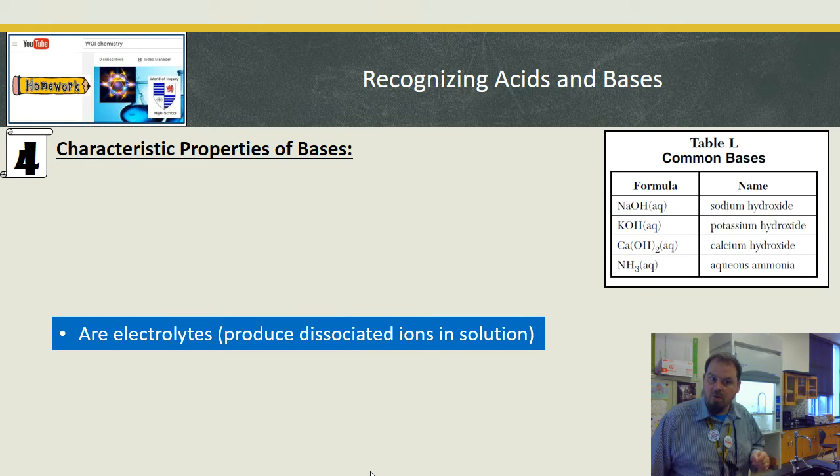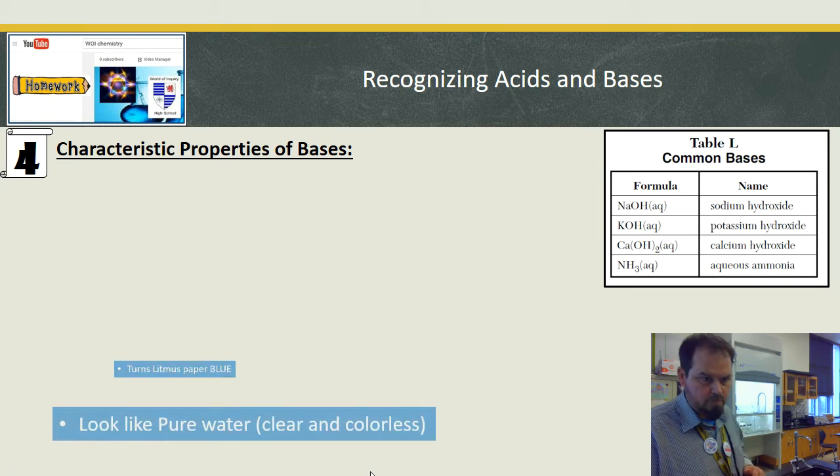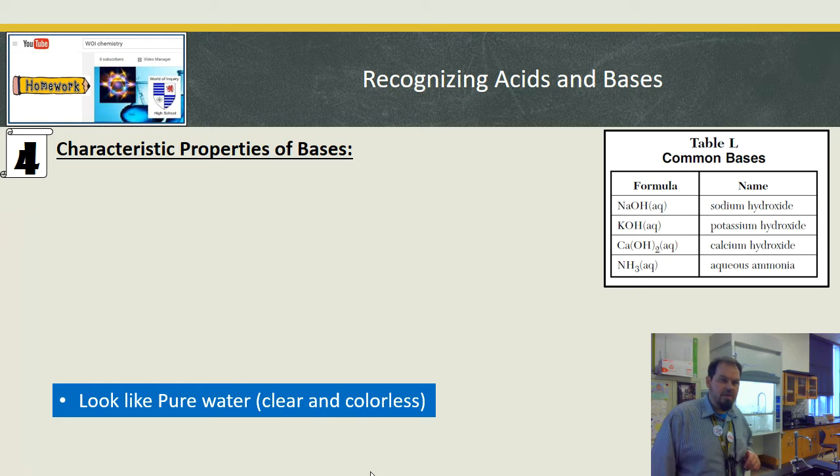Bases are also electrolytes. This is what they have in common with acids. They are electrolytes, so they do produce ions in solution, just different ions, and hence they turn litmus paper blue. Okay, they also can look like pure water, very clear and colorless.